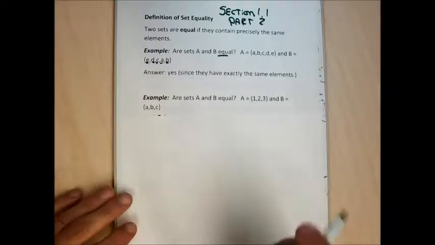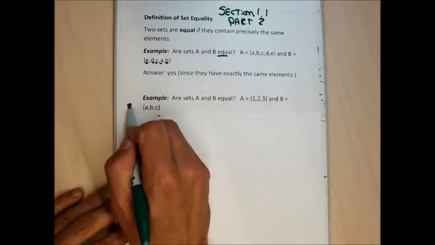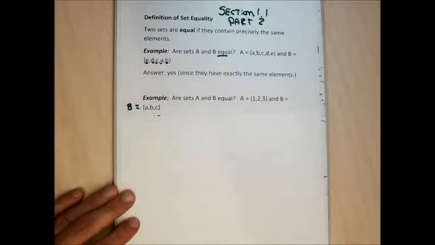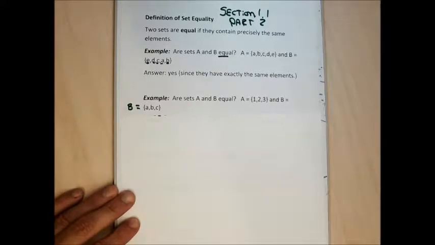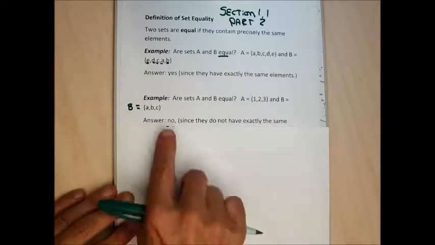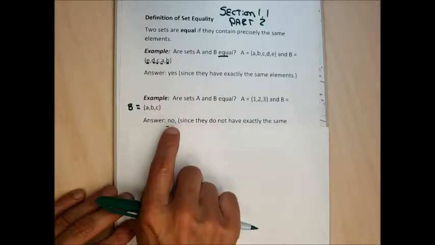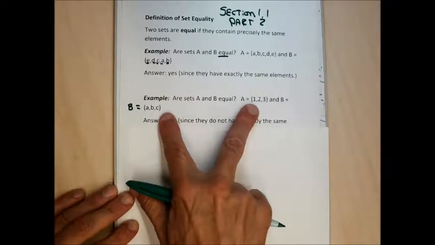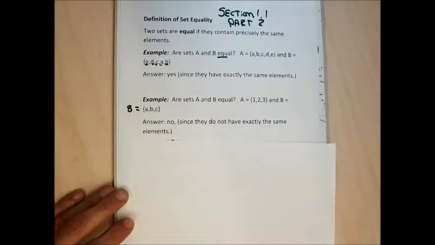Example: are sets A and B equal, where A has the numbers 1, 2, and 3, and B has the letters A, B, and C? Well, 1, 2, and 3 are not exactly the same as A, B, and C, so those can't be equal sets. So the answer would be no, since they don't have exactly the same elements. Although they have the same number of elements, and that's going to be the next concept we get into. When sets have the same number of elements, there's a word that we use to describe that.